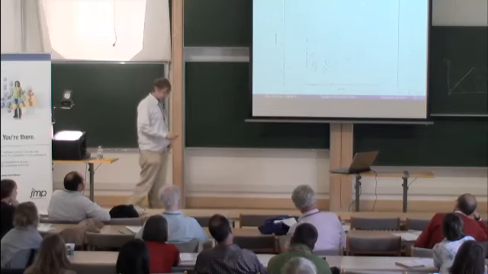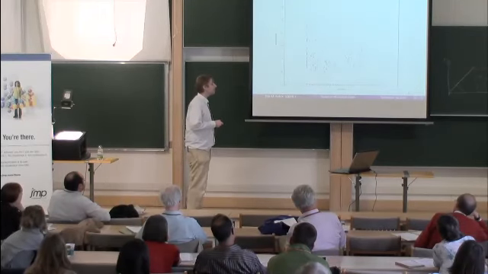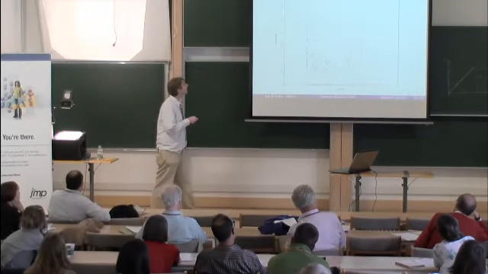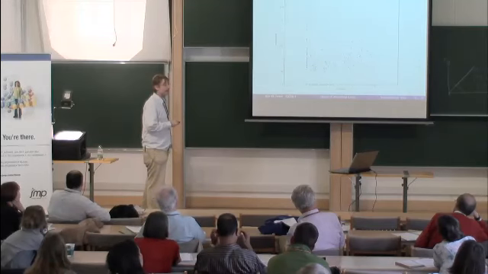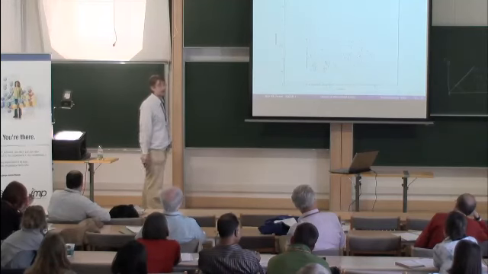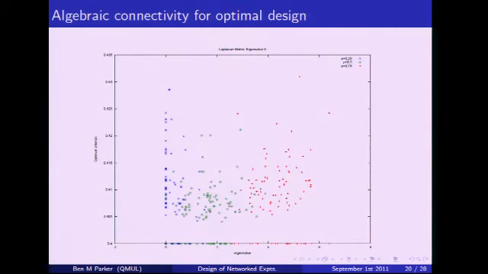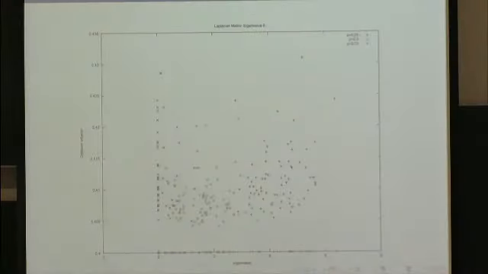But this is the kind of pattern we get. On the bottom we have the algebraic connectivity, and here we have the value of the optimal design. There is no clear pattern I can see. So it seems like this connectivity at least does not clearly determine what the value of the optimal design is. So it's no help in finding the optimal design for me.